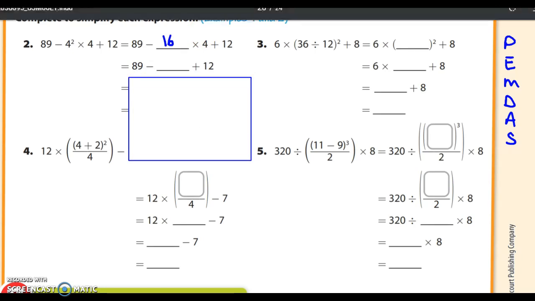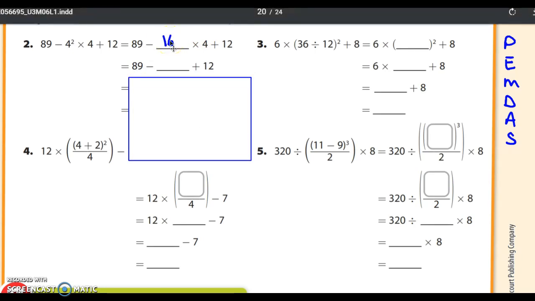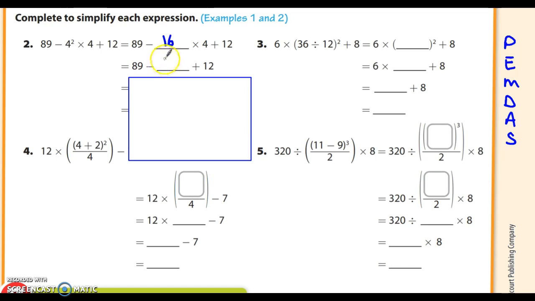Why does that go next? We've got subtraction, we've got multiply, we've got add, and multiply comes before add and subtract. So we're going to multiply 16 times 4. And if you use a multiplication chart, you know that 16 times 4 is 64. And now we've got add and subtract, and it kind of looks like add goes first, but add and subtract go together left to right.